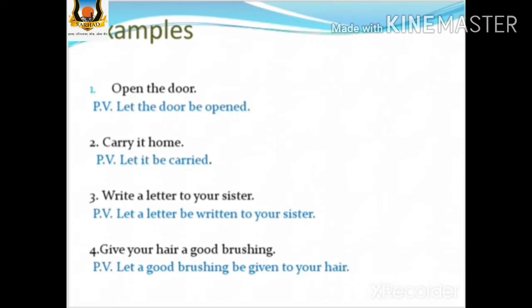Clear? Open the door, according to the formula let plus object plus be plus V3 or past participle of the verb, will convert like this: let the door be opened. Okay, let plus object plus be plus past participle of the verb. Let the door be opened.